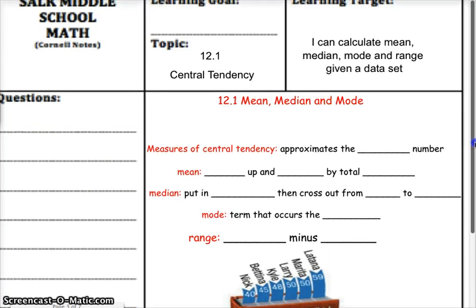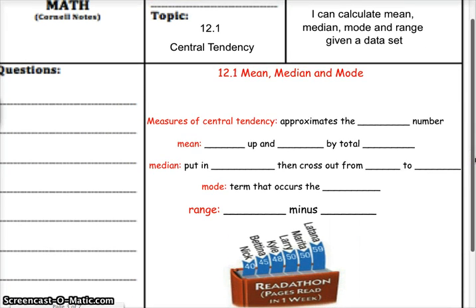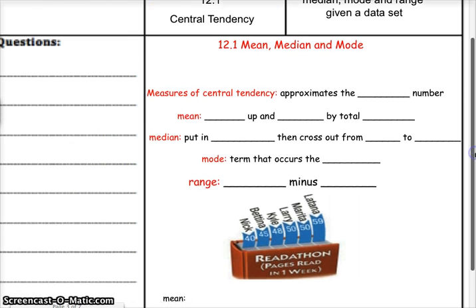Okay, we are moving on to our statistics unit, our data analysis unit. And we're going to start with central tendency. Your I can today: you can calculate mean, median, mode, and range given a data set. All of this is encompassed under measures of central tendency. That's like an umbrella term, central tendency.